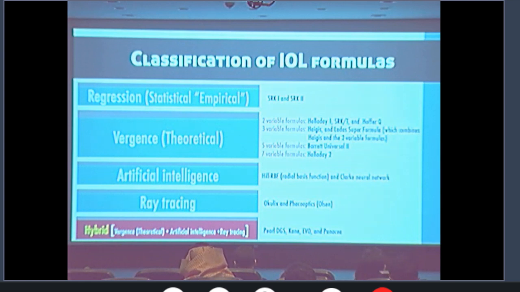The artificial intelligence like Hill RBF and Clear Neural Network, ray tracing, OKULIX, and Olsen. The hybrid is the new formulas like Pearl DGS. DGS is just the first letter of the 3 guys that invented this formula: Kane, EVO, and Barrett... Benencia. Benencia, you can just download it as an application on the iPad or your laptop.